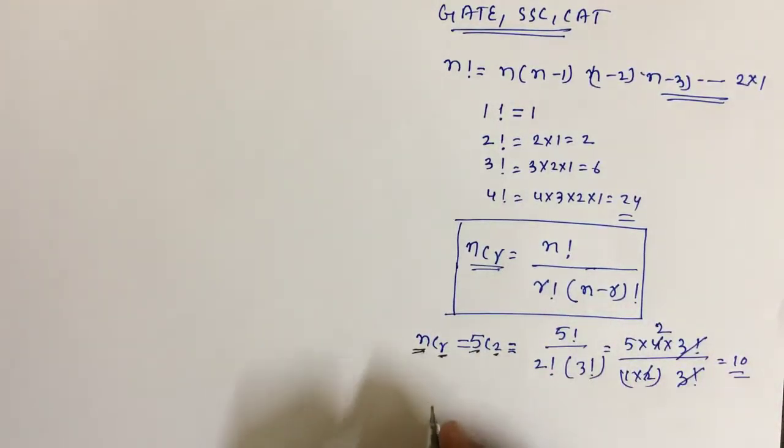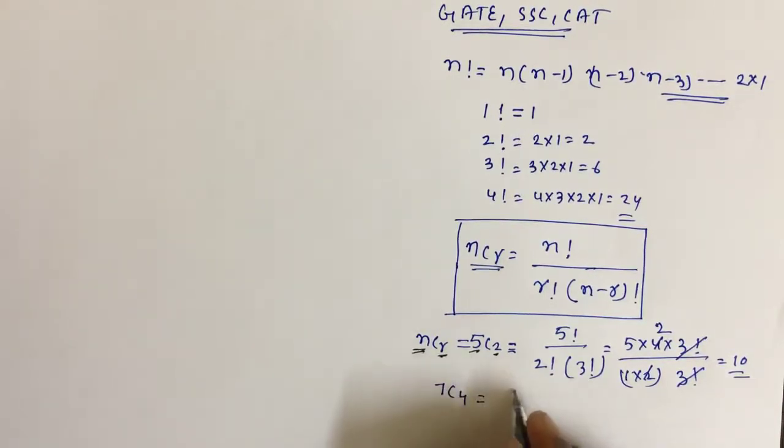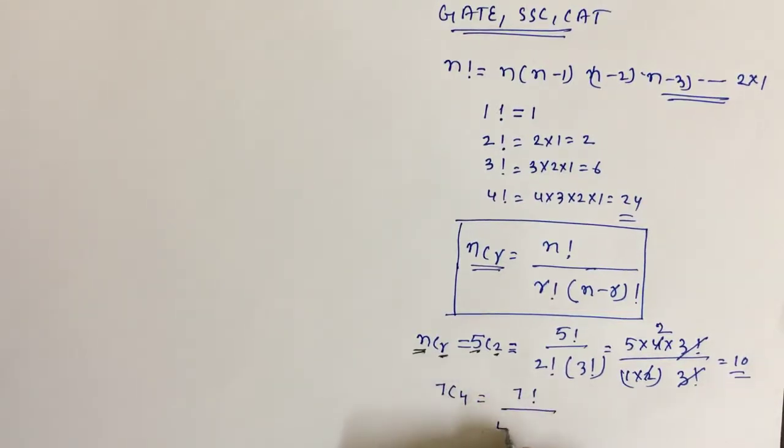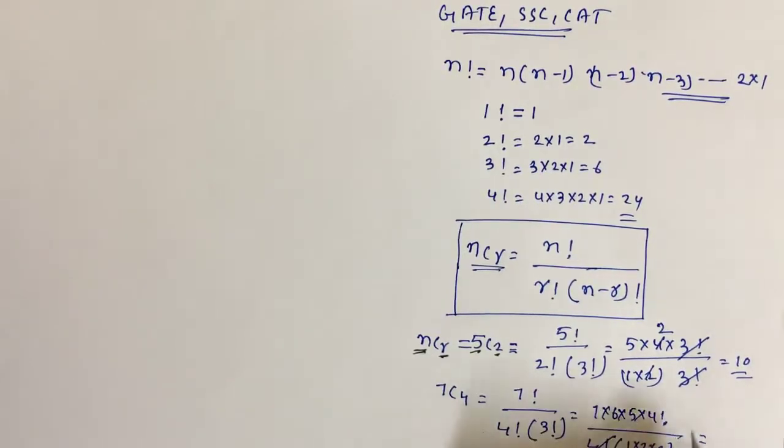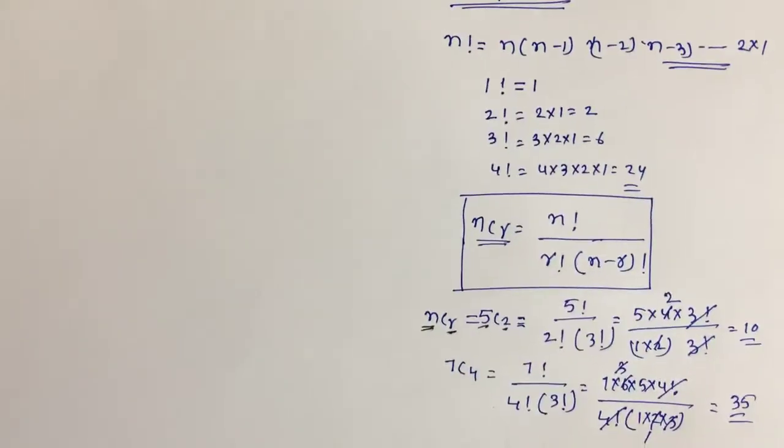Likewise we can do it for 7C4 also. Here this will be 7 factorial by 4 factorial into 7 minus 4, how much? 3 factorial. 7 into 6 into 5 into 4 factorial by 4 factorial into 1 into 2 into 3. 4 factorial gets cancelled here. 2 threes are 6, 3 ones, so 7 fives are 35. So 35 will be the answer here. I hope it's clear.